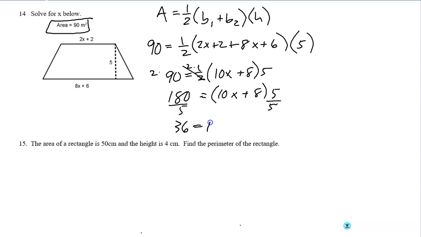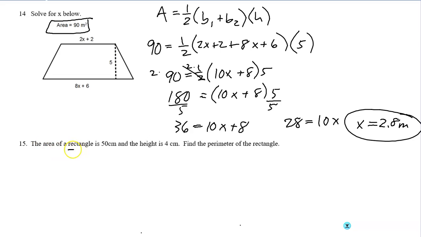So then I get 36 equals 10x plus 8. I subtract 8 on both sides, and I get 28 equals 10x, and then I divide by 10, and I get x equals 2.8. And this was meters squared, so this length would be meters.